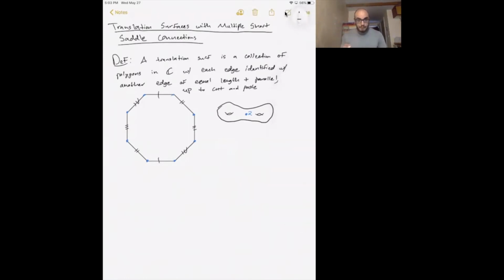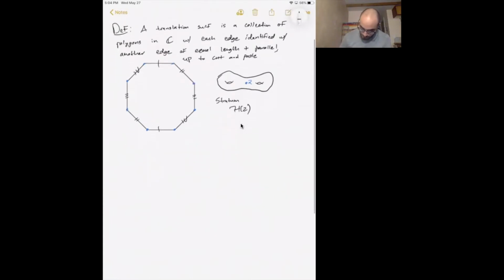So each translation surface lives in a moduli space of translation surfaces of the same topological type, with the same discrete data. The data is the topology of the surface. In this case, it would be a genus 2 surface, and then also the orders of the zeros of the differential. So this lies in a stratum H(2). Just knowing the orders of the zeros actually determines the genus.